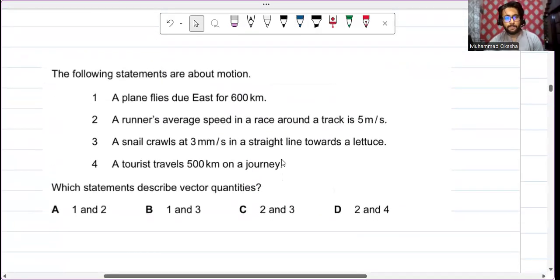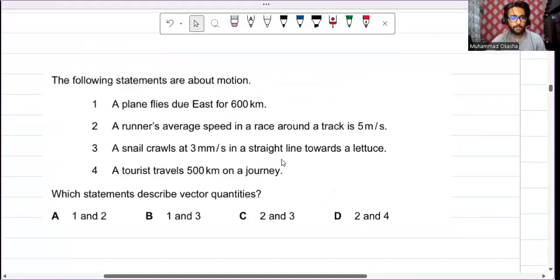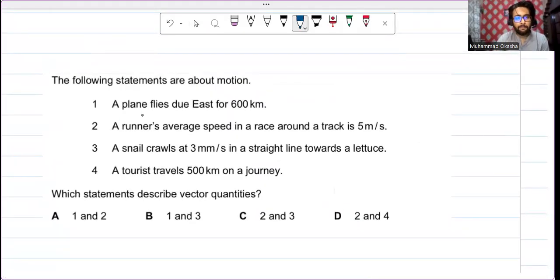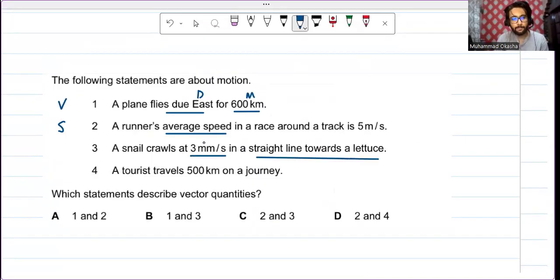Okay, the following statements are about motion. Which statements describe vector quantities? A plane flies due east for 600 kilometers. So this is the distance and this is the direction, right? Magnitude and direction. So this one is going to be a vector quantity. And average speed, we know that it's a scalar quantity, right? Around the track is 5 millimeters per second. So this is a scalar quantity, right? A snail crawls 3 millimeters per second in a straight line towards letters. So this is the magnitude and this is the direction. Once you have magnitude and direction, this one is just magnitude. If you have magnitude and direction, this is a vector quantity.